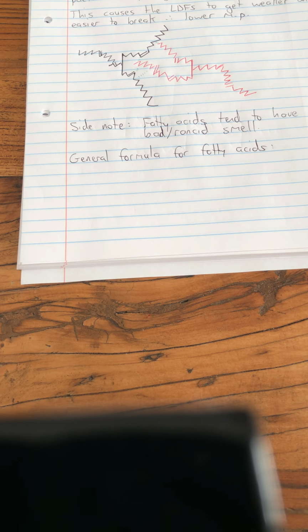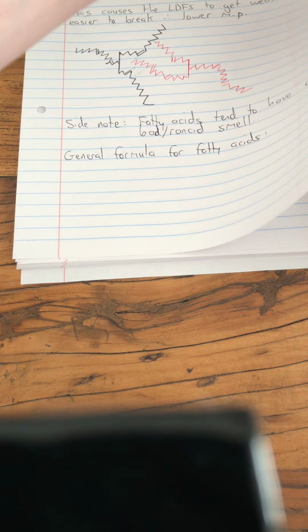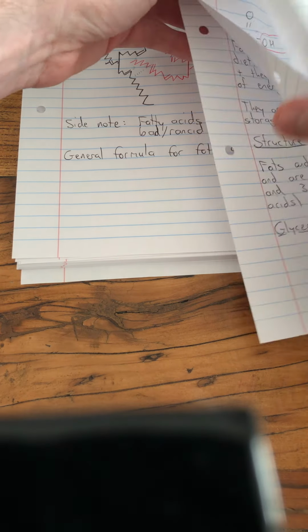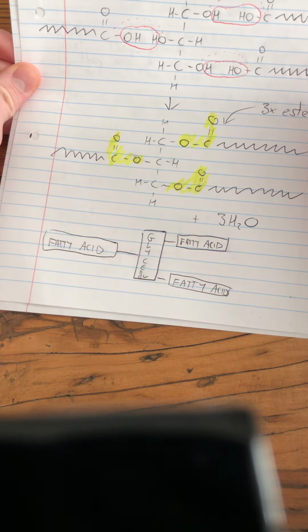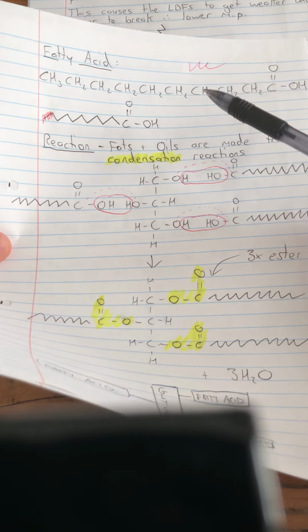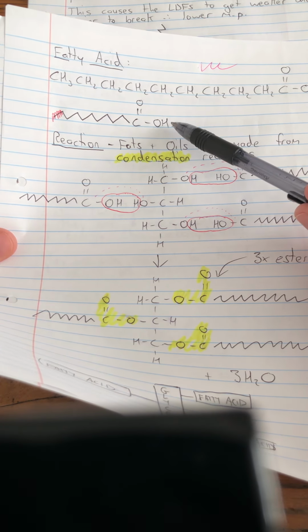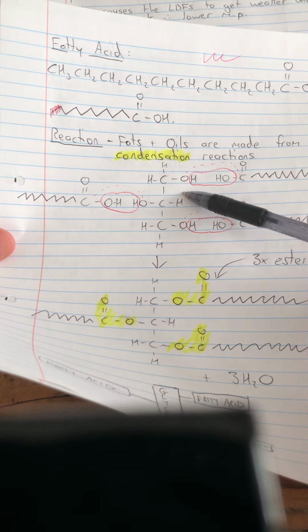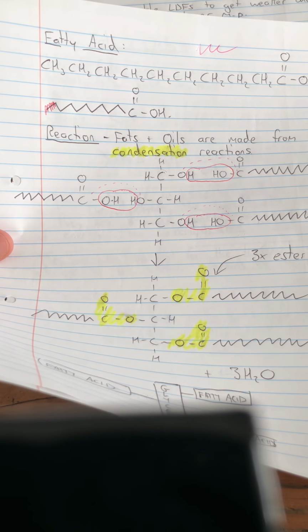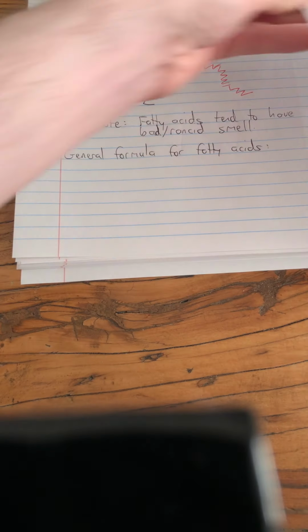Fats and oils are esters. Remember, fatty acids are long chained carboxylic acids. Fats and oils are made up of glycerol, propane-1,2,3-triol, and three long chained fatty acids. When three fatty acids react with glycerol, you get a fat or an oil. So try not to get all of them mixed up.